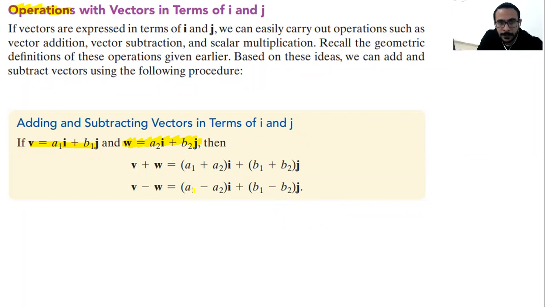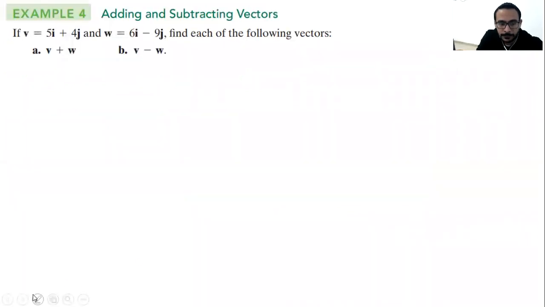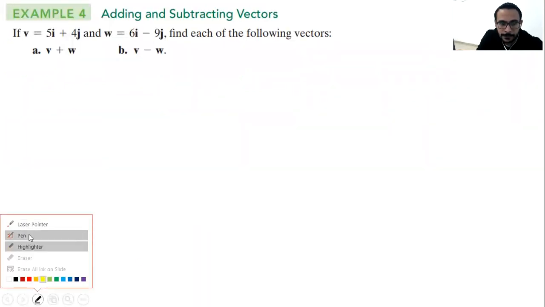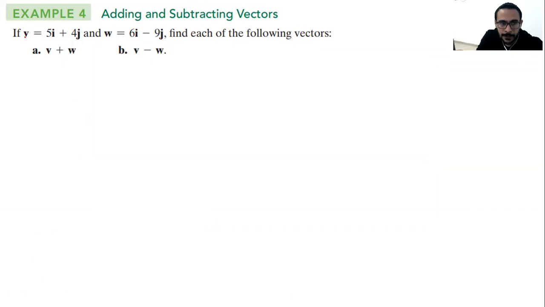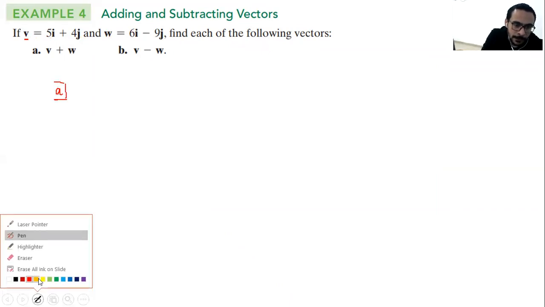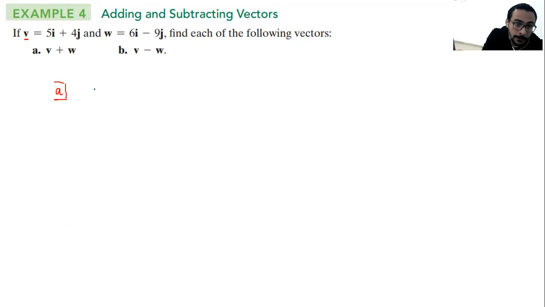Or add. For example, if V equals 5I plus 4J and W equals 6I minus 9J. Find each of the following vectors. Ziad Muhammad, letter A: V plus W first, meaning the sum of these two vectors.